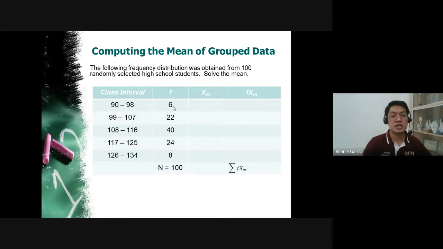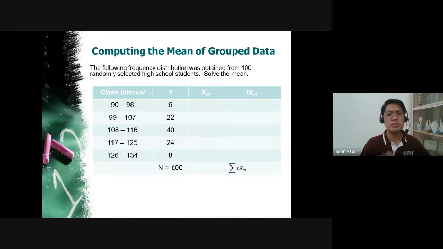Let's have this one as an example. This is actually murag IQ score man siguro ni sa students. So, naay unom ka estudyante nga ang score nila is 90 to 98. 99 to 107 ay 22 ka students and so on and so forth. How many students all in all? 100. So 6, i-add mo tanan frequencies, that will give us the number of students. So ang n nato diri is 100.